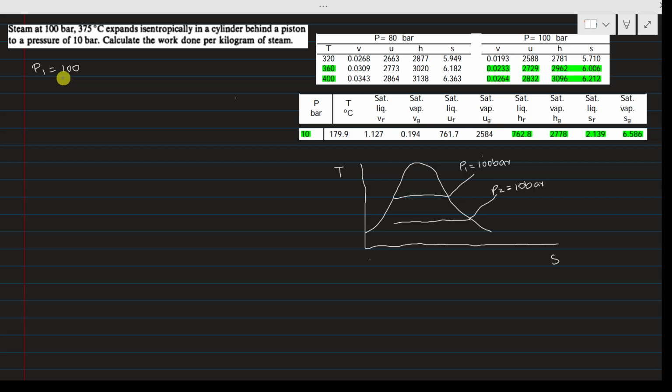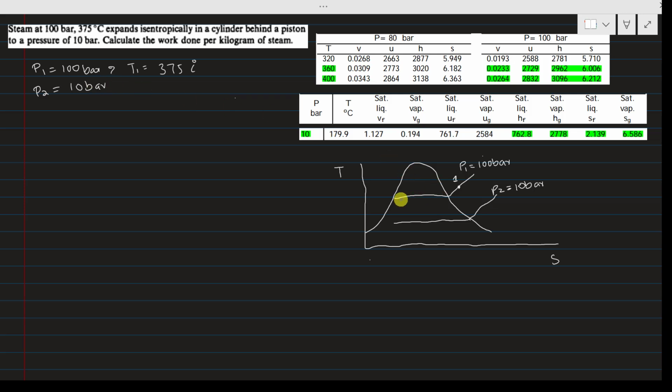Now the pressure P1 that is given is 100 bar and the temperature T1 that is given is 375 centigrade. If you see, the state point P1, T1 lies in the superheated region. From the portion of the steam table, 375 centigrade lies in between 360 and 400 centigrade, so at pressure 100 bar it will lie in the superheated region. So our state point 1 is outside of this curve. And the pressure P2 that is given is 10 bar.